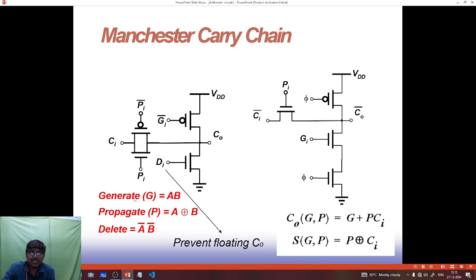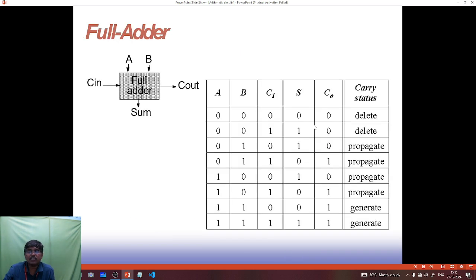So based on the generate formula, the propagate formula and the delete formula, we have to work out this Manchester chain. Here there is the same tabulation given for the full adder, as previously discussed. Here A B is equal to 0 0, so there is a delete status, and if any one of them is 1, there is also a steady status. Because the concept is A bar B bar, here it is 0 0, both will be 0, that is the delete status. Here also 0 0, both will be the delete status.